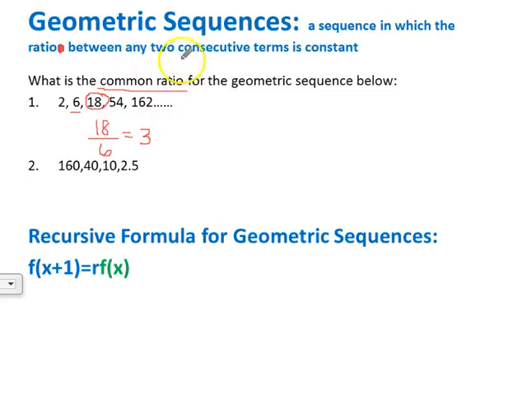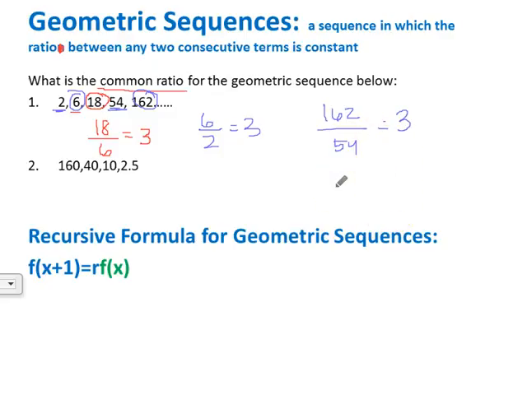So the common ratio should be the same for all of the terms when we use the same pattern. For example, let's check another. We could take the number 6 and divide it by the previous number, which is 2. So 6 divided by 2 is 3. We're getting the same ratio, 3. We could take 162 and divide it by the previous number. 162 divided by 54 equals 3.